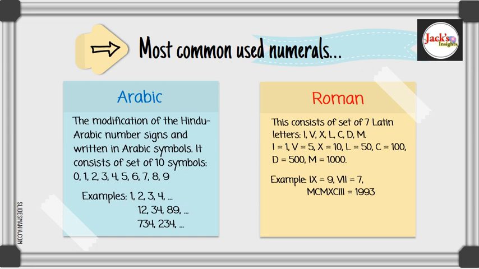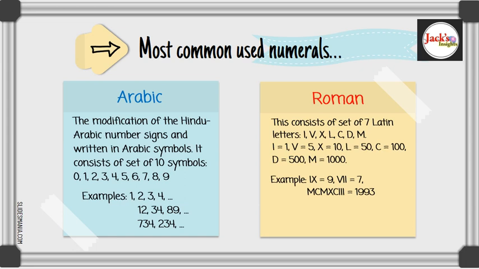You cannot repeat it more than thrice. For example, for 400 you can have C and D, that is 400. So 500, D preceded by C, that means 500 minus 100, so that is 400. Additionally, L, V, and D cannot be repeated, or the number is considered invalid.